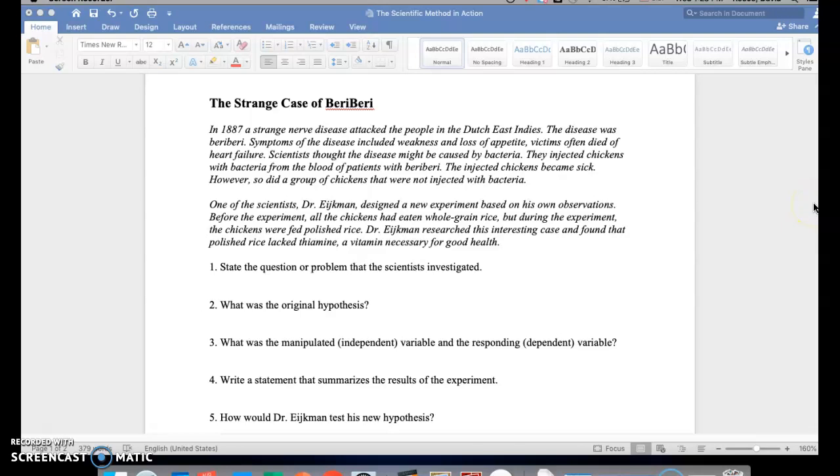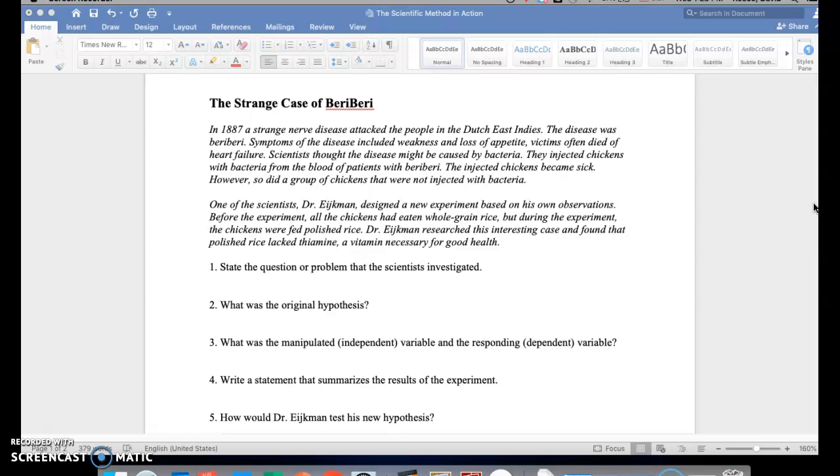Okay, welcome back, and today we're still working with the scientific method. Today we're going to see the scientific method in action, and we're going to look at two cases where the scientific method is used, and hopefully you'll learn about the different parts of the scientific method, how to identify or use the scientific method.